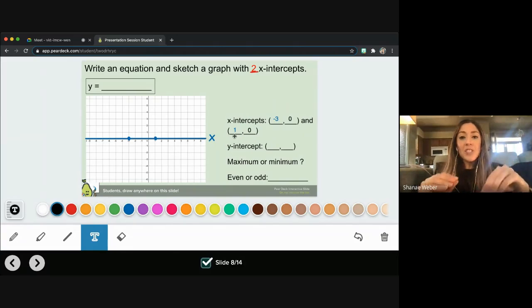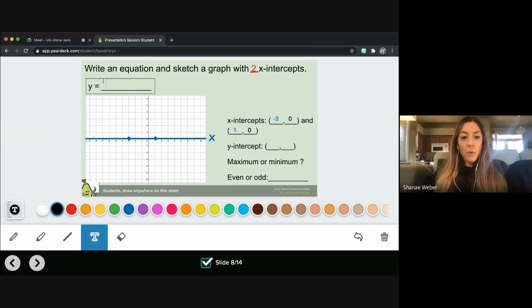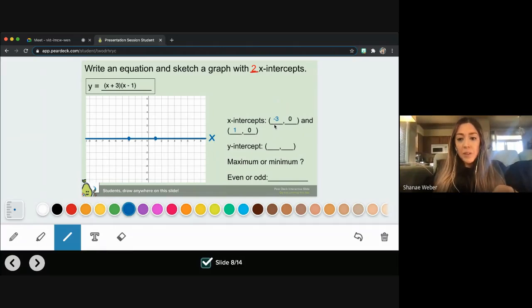My equation is just going to be the opposite value of my x-intercepts. So I'm going to have parenthesis x instead of -3, I'm going to have +3. And then x, instead of a +1, I'm going to have a -1. So here's my -3, here's my +3, here's my +1, here's my -1. They have to be the opposite sign.